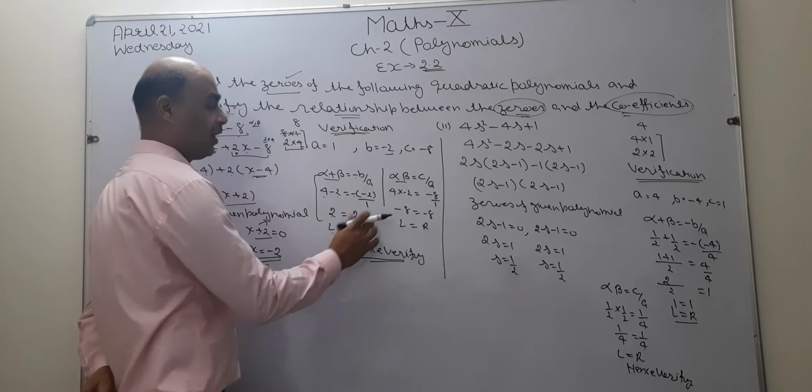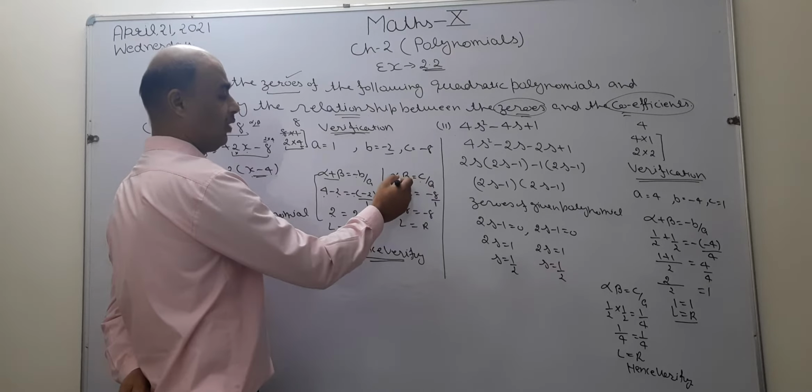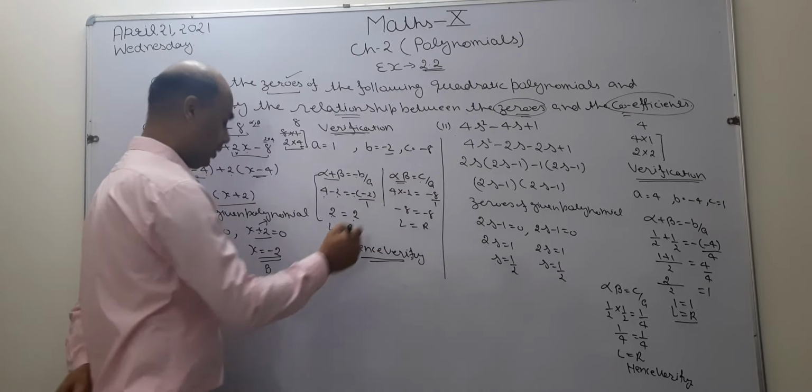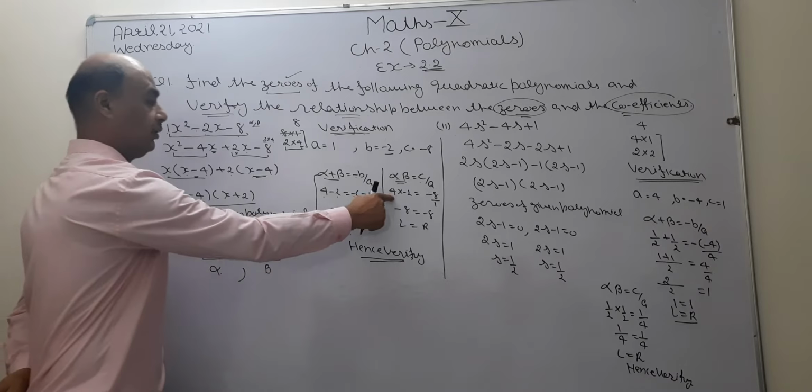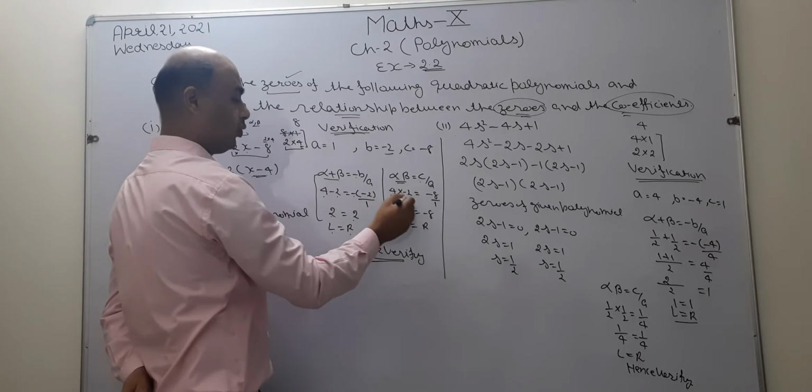Now I am going to verify its product. You know the formula of finding the product: alpha beta equal to C by A. What is alpha? See here, 4 is written. What is beta? Minus 2 is written. Plus minus minus, 2 fours are 8.